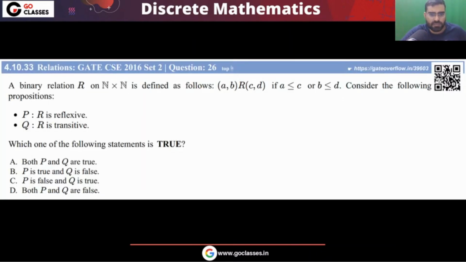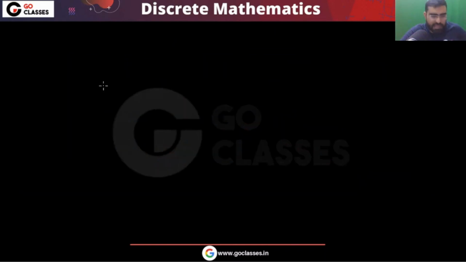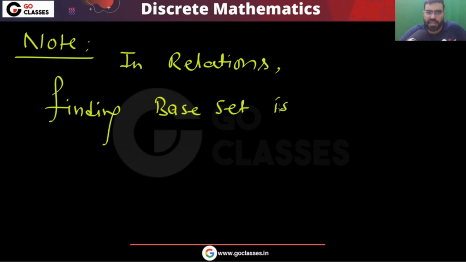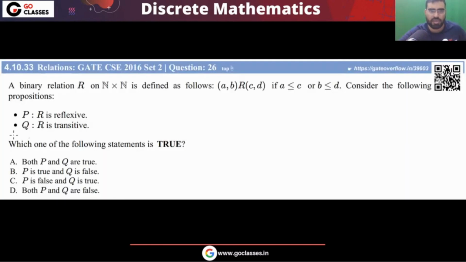Now let's see this question. Did you notice that finding the base set is very important, right? Yes or no? In any question, finding the base set is very important. Whenever you solve any question related to relations, finding the base set is very important. What is the base set? On which set you are defining the relation. Finding the base set is very, very, very important. So don't make the mistake here. Okay, let's move on.